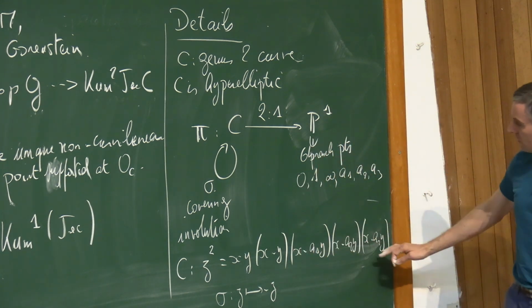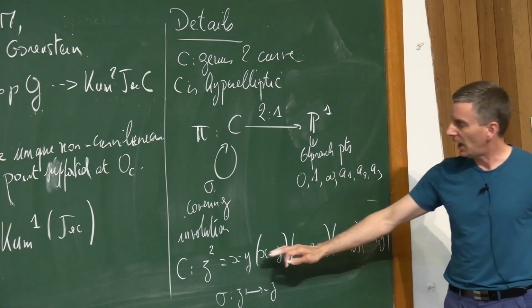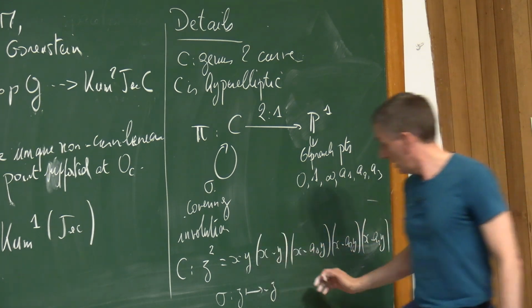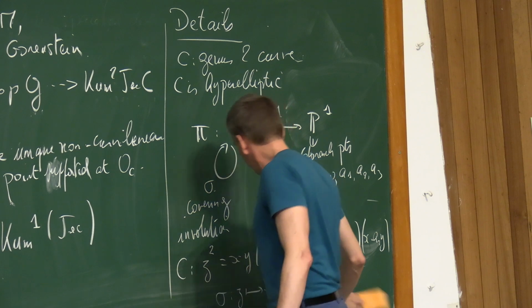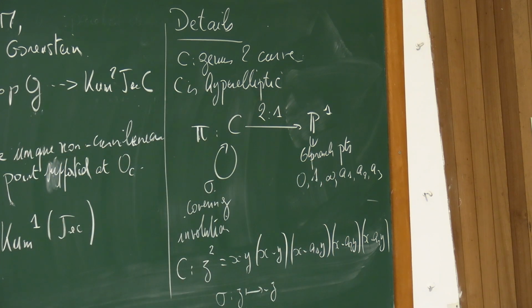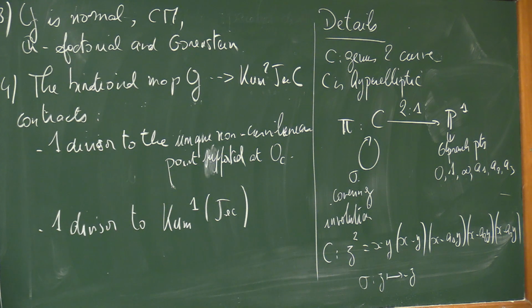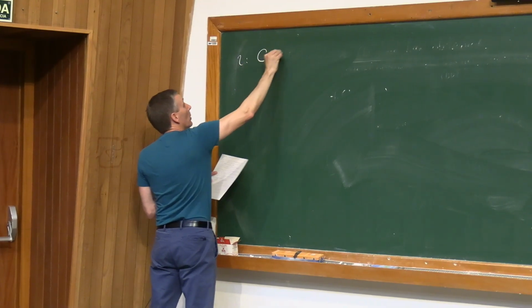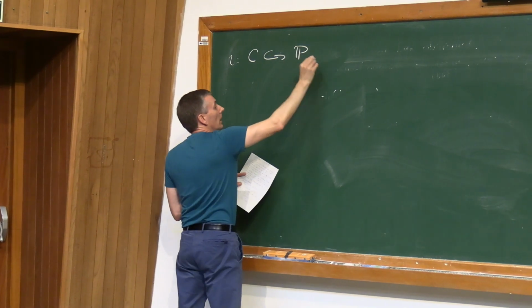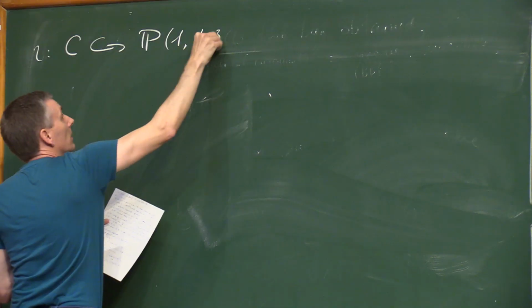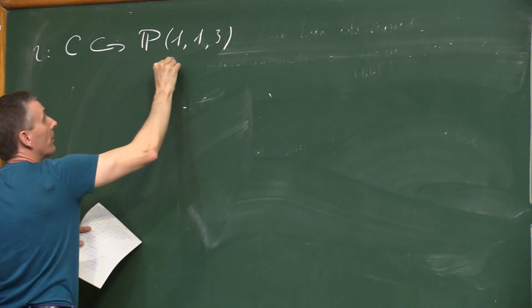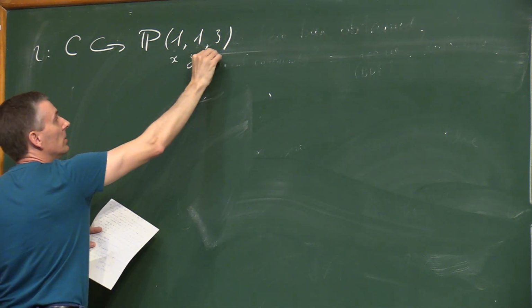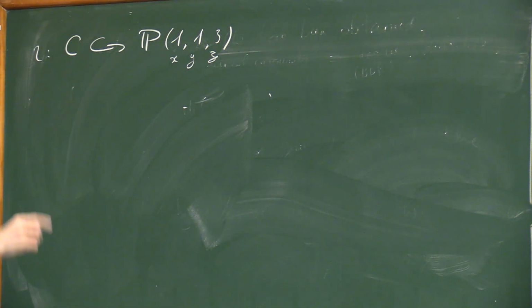So this equation is important because it explains where I can put this genus 2 curve, and in fact it is embedded in a weighted projective space. Let me call iota the embedding of C in the weighted projective space with weights 1, 1, 3, where the variables x and y have degree 1 and z degree 3. So it is homogeneous of degree 6.